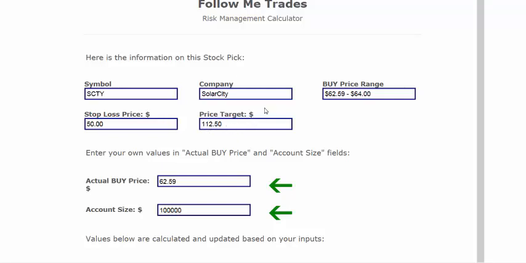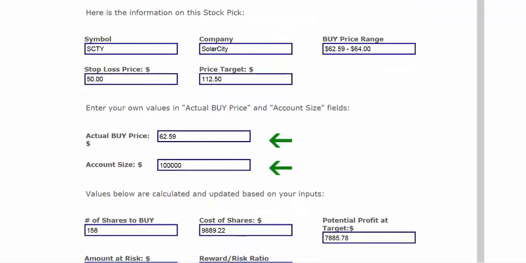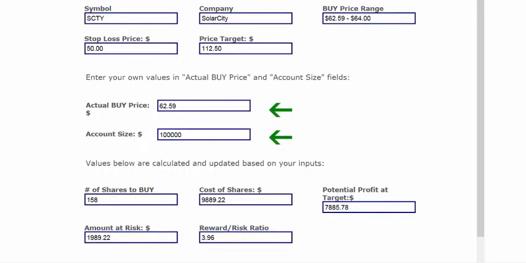This is an old one. Don't go buy Solar City. We never got an entry on this trade, and it is currently not a good pick. So I'm just using this calculator as an example. Don't go long on Solar City.